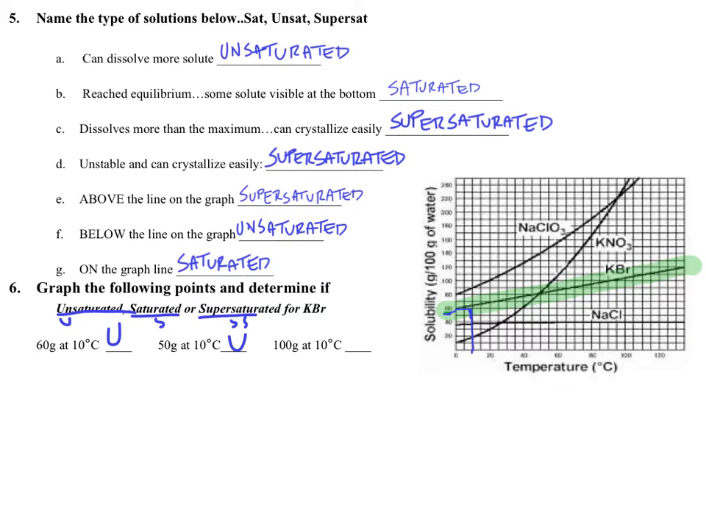And the last one, 100 grams at 10 degrees Celsius. Is that saturated, unsaturated, or supersaturated? So this appears to be a supersaturated solution. If I look, 100 grams takes me right here, and 10 degrees Celsius brings me up here. This point is above KBr. Therefore, it is a supersaturated solution.